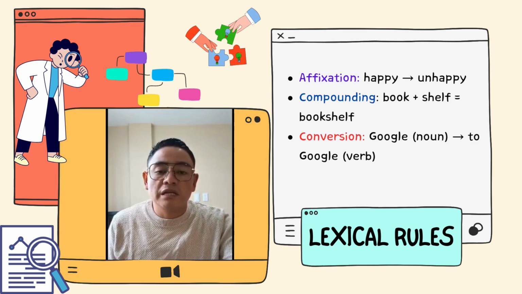Conversion: changing word category. For example, the word "run". "I run every morning." Now, "He went for a run." Explanation: here the same word "run" is used as a verb in the first sentence and as a noun in the second. This is an example of conversion, where a word changes its part of speech without changing its form.